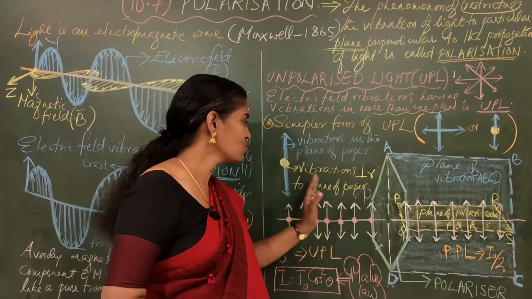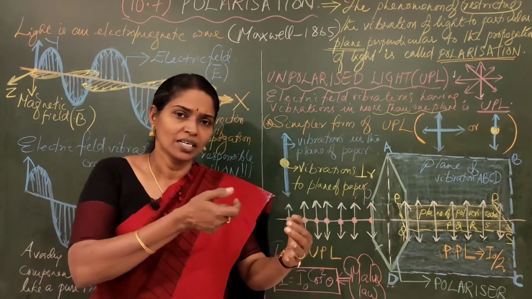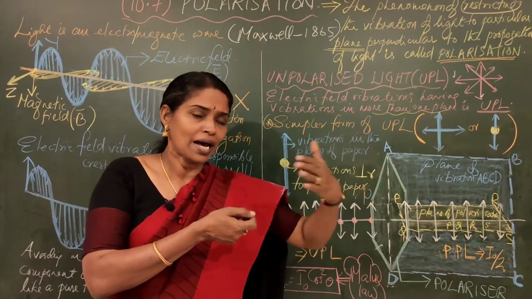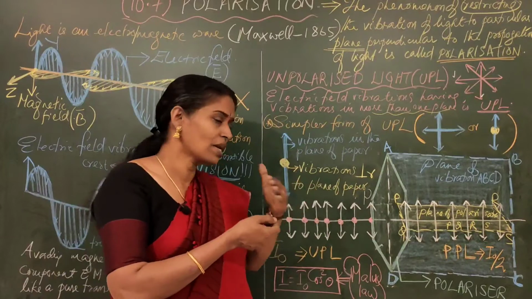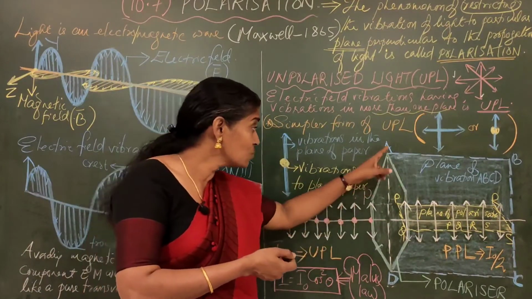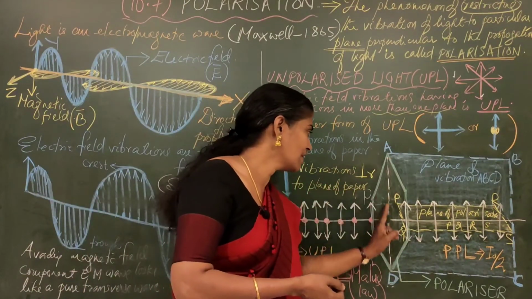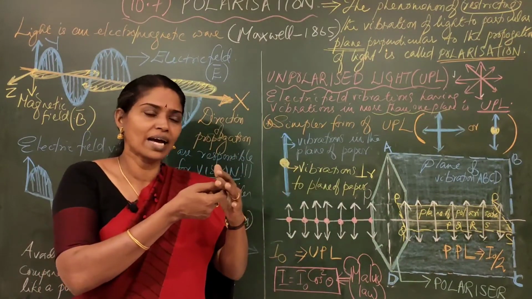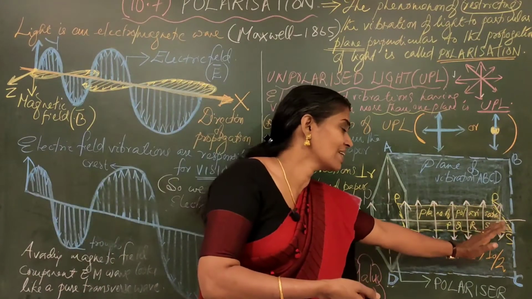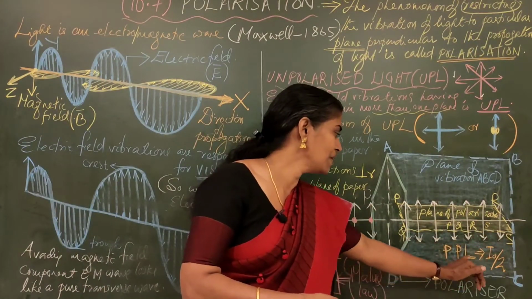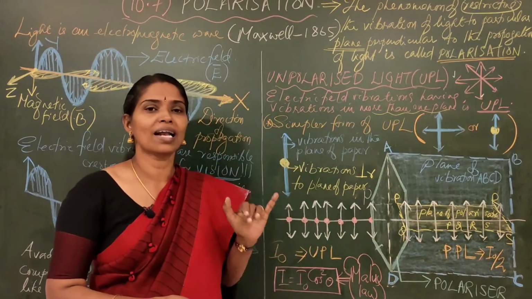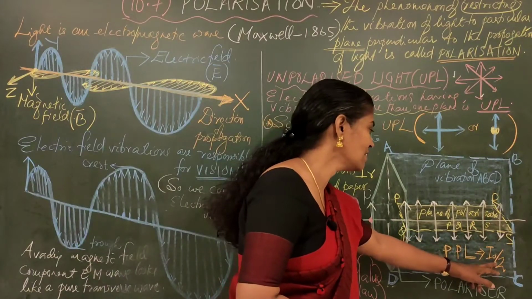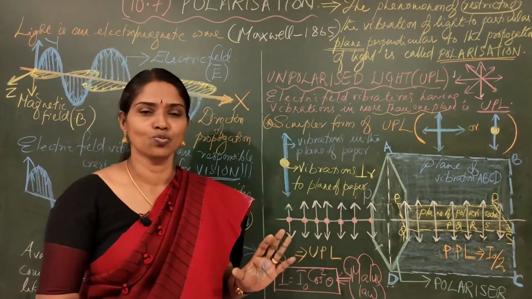Once you pass a beam of light through a polarizer, a tourmaline crystal with parallel lines, the unpolarized light passes through along the crystallographic axis. This dotted line shows the crystallographic axis. If the light is parallel to the crystallographic axis, you get polarized light here, known as PPL, plane polarized light. Plane polarized light has an intensity I0 by 2.